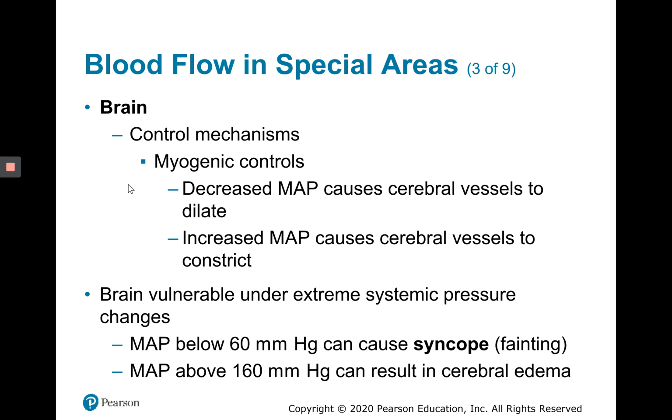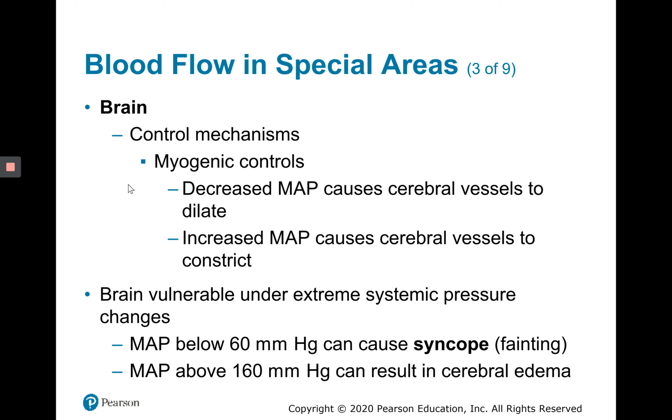The control mechanisms we're looking at are majorly metabolic, but myogenic can take over. The myogenic controls would be if there was decreased mean arterial pressure that caused cerebral vessels to dilate, and increased mean arterial pressure causing cerebral vessels to constrict. So that response to stretch or lack of stretch, causing either constriction or dilation respectively, would be the myogenic controls.